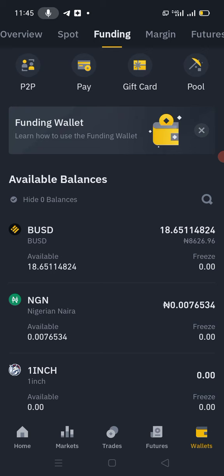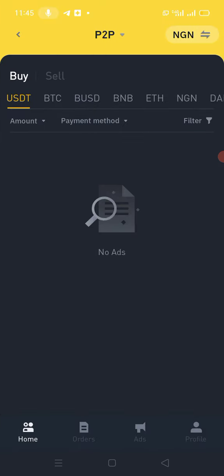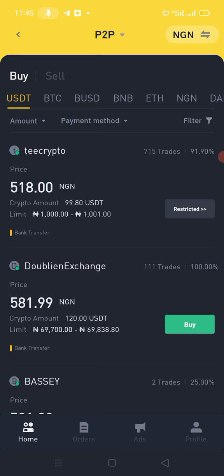Now there's something I want to teach you guys here on P2P, because a lot of you are making this mistake. Now you want to trade on P2P, you want to sell your coin, right? Now you click here. What I want to show you is not how to buy on P2P. There's something you guys are missing on P2P.